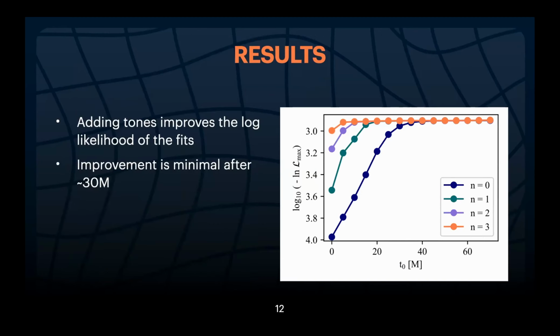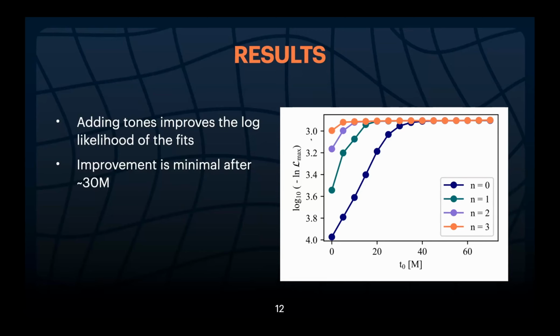And if you like log likelihoods, this is what we get when we plot the log likelihood for each of our models. The dark blue is the smallest number of tones added, just the fundamental 220, and then gradually increasing them till our highest number of tones with the orange here. And so luckily adding tones does improve the likelihood, which suggests that the fit does get better. The improvement is pretty minimal after about 30 M, which suggests that after that point, all of the other tones have damped away and you just have the fundamental tone.